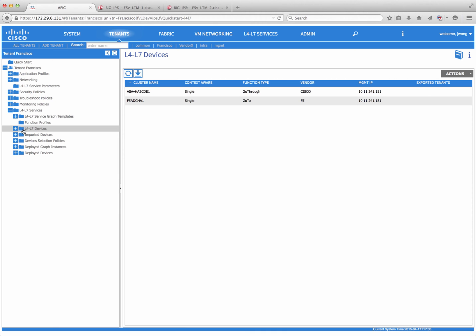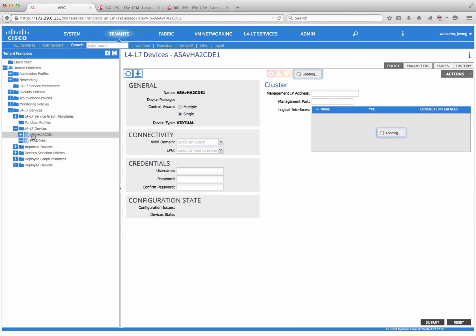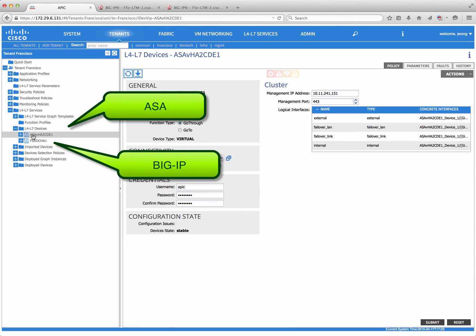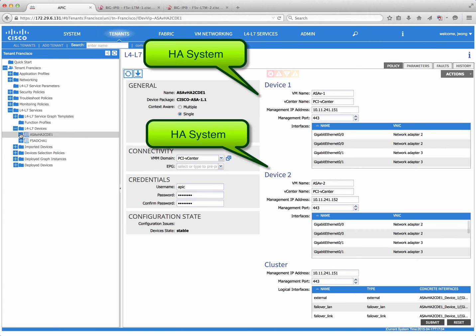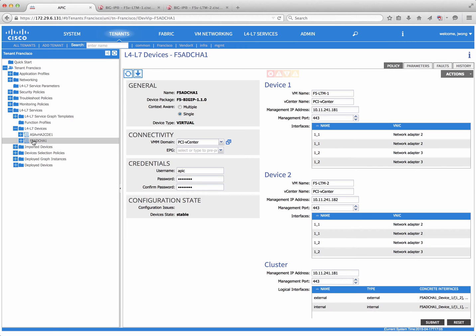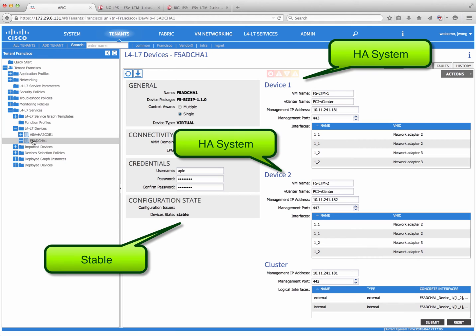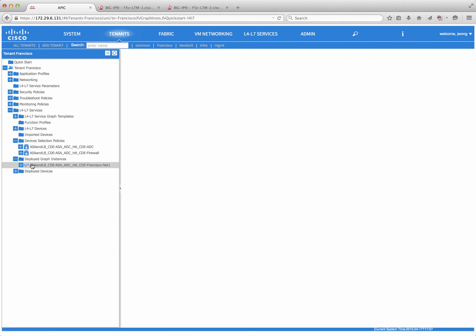Let's go into APIC. If we look at the Cisco APIC configuration, we see that there are two L4-7 devices available, a Cisco ASA and F5 Big-IP running LTM. We see that the devices are in a redundant high availability configuration, and that the two devices are in a stable state. We use the devices in what is called ACI service insertion mode.